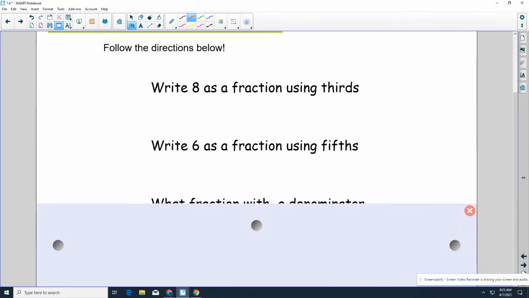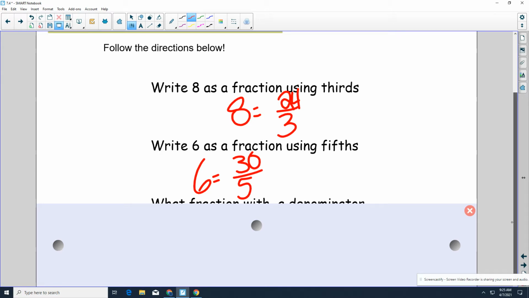Now it says write 8 as a fraction using thirds. So same thing, I have 8, and I want to make it into thirds. So I just take the whole number times the denominator. So 8 times 3 is 24. Next, write 6 as a fraction using fifths. So 6 into fifths. 6 times 5 is 30.